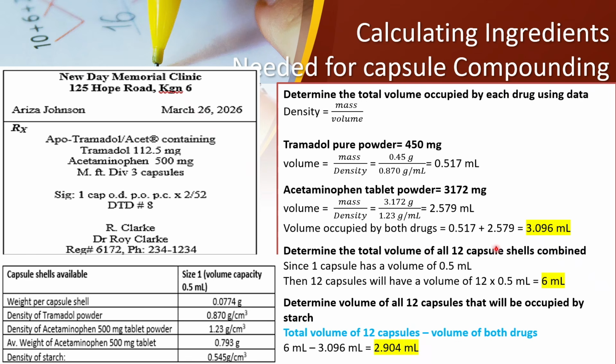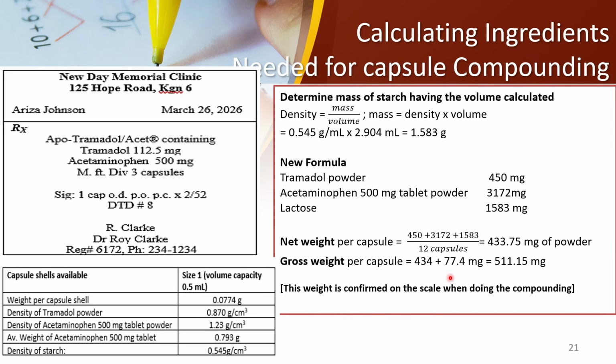And the next step then is to calculate the total volume that the 12 capsules will have. What's the capacity of those 12? Remember the table has it. 0.5 mL is the volume per capsule. So multiply by 12 to get the total volume for the 12 capsules. Once we have that, then we subtract the combined volume that the ingredients will occupy from the 6, which indicates that this is the volume that the starch is now going to occupy.